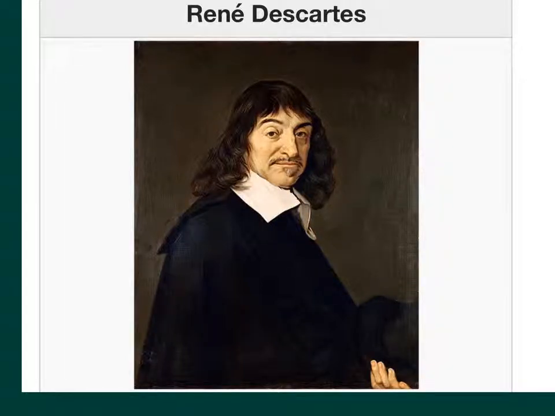Rene Descartes was a French-born philosopher and mathematician who lived between the years 1596 and 1650. He's been dubbed the father of modern philosophy and has written a book called The Meditations on First Philosophy, which is still used in college philosophy classes.